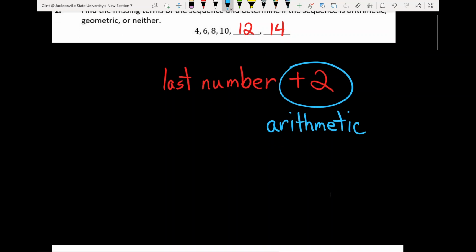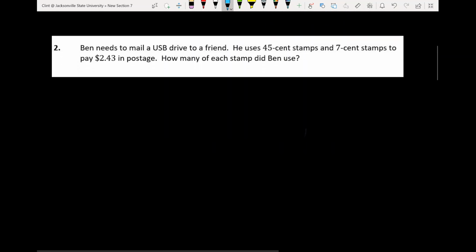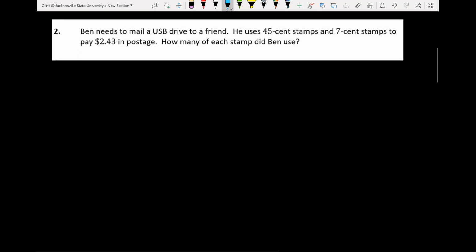Let's go on to number 2. Number 2 says Ben needs to mail a USB drive to a friend. He uses 45-cent stamps and 7-cent stamps to pay $2.43 in postage. How many of each stamp did Ben use? I'm sure there's some way you could set up a fancy equation and figure this out exactly, but you don't have to. You can just use trial and error. There's nothing wrong with that.